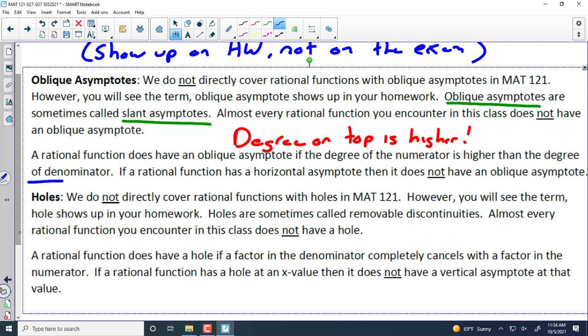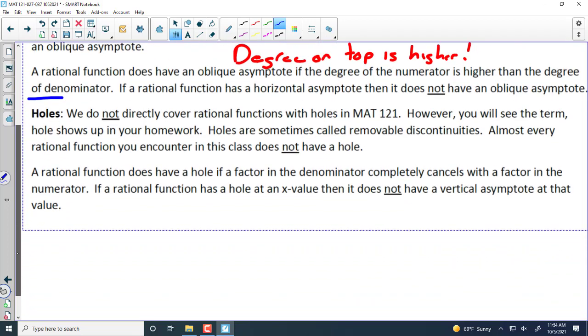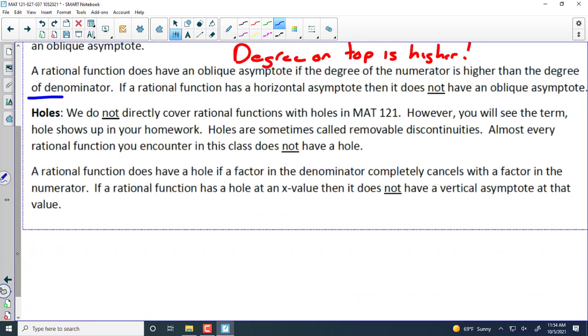The other thing that's not going to come up in this class, but you might see on the homework, but it won't come up on your test, is holes. A hole shows up when you have a factor on the top and the bottom cancel. And what it does, everyone, is it creates one missing point on the graph. And it also keeps us from having a vertical asymptote there. So these are things you do not need to worry about for the exam, but I wanted you to be ready when you were doing the homework.